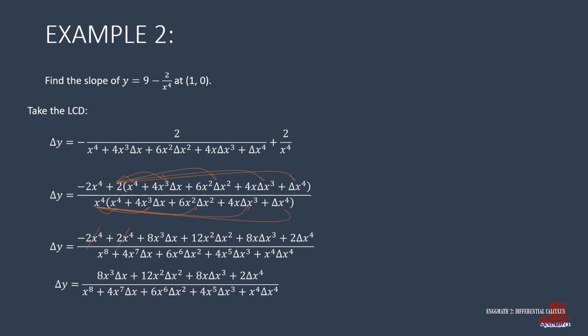And everything is over x to the 8th power plus 4 times x to the 7th power delta x plus 6 times x to the 6th power multiplied by the square of delta x plus 4 times x raised to 5 with the cube of delta x plus x to the 4th power times the 4th power of delta x.